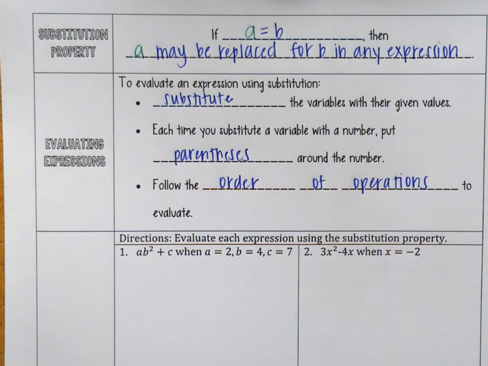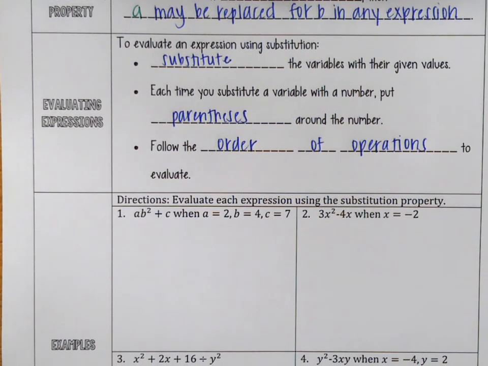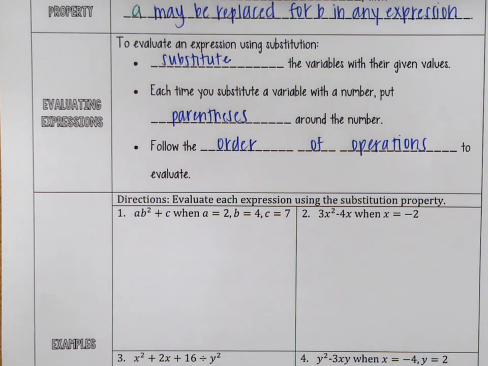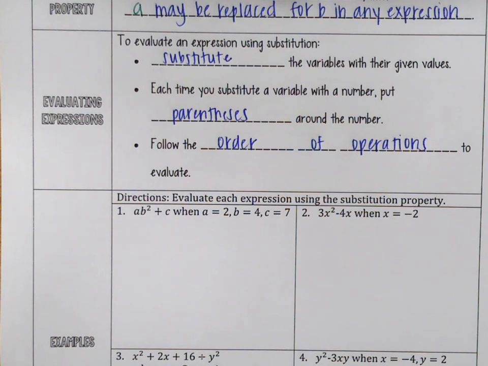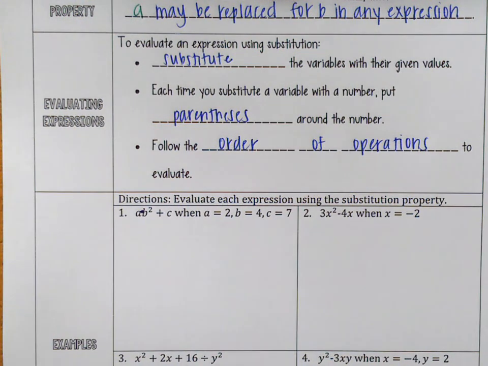Okay, so let's do some examples. The first one says evaluate each expression using the substitution property. We have a b squared plus c when a equals 2, b equals 4, and c equals 7. When you see a and b squared right next to each other, that means they are multiplying. If they're right next to each other and there's no operation in between, there's always an imaginary multiplication symbol in between.